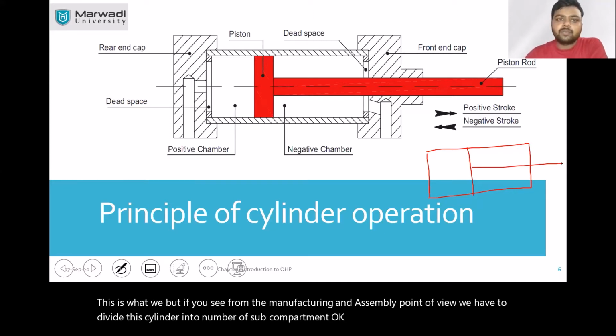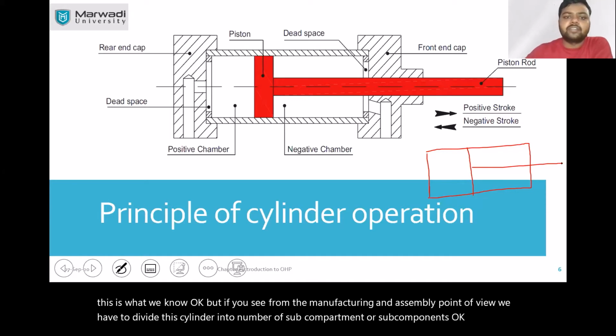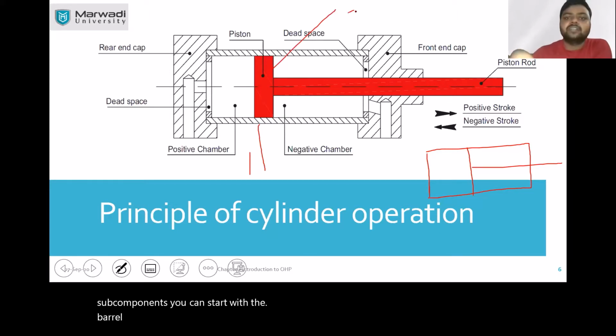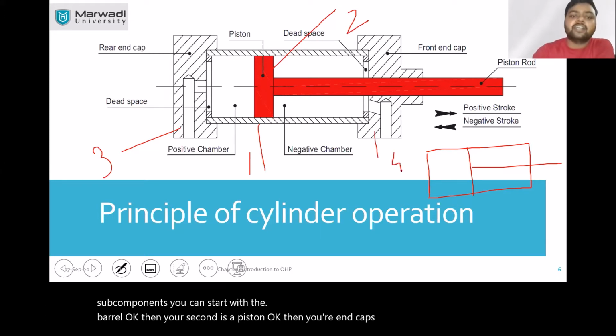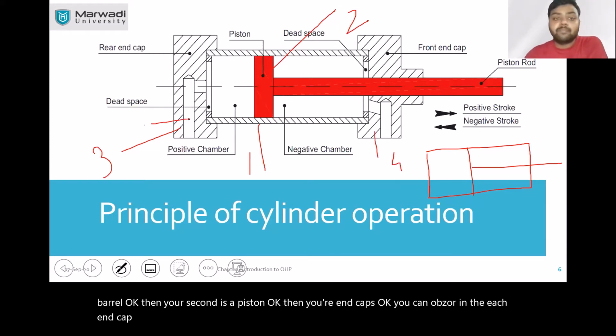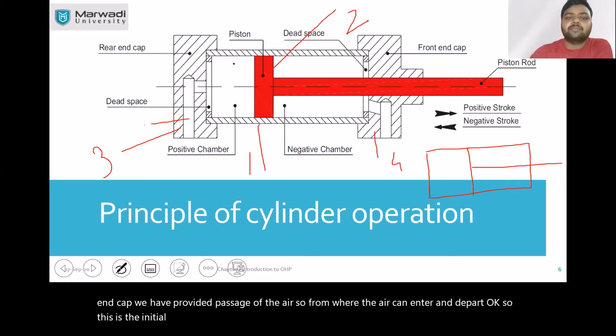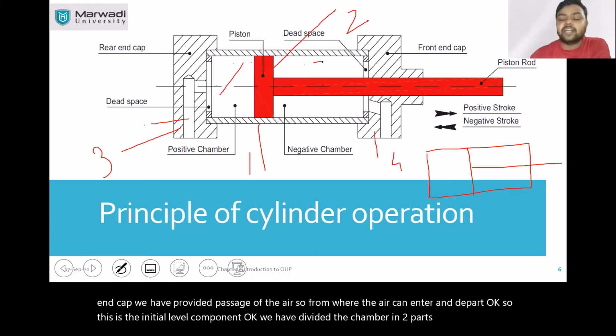Sub components, you can start with the barrel. Then your second is a piston. Then your end caps. You can observe that in each end cap we have provided a passage for the air, from where the air can enter and depart. So this is the initial level of components. We have divided the chamber into two parts, the positive chamber and the second one, the negative chamber.